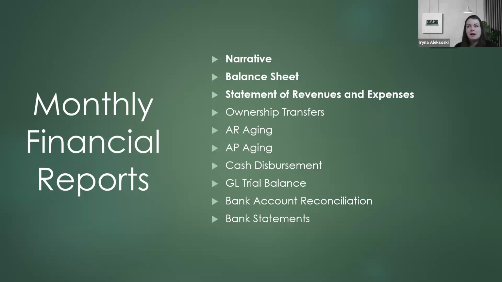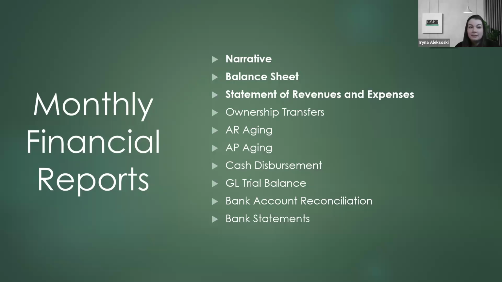So the top three I will go into a lot of detail in the next couple of slides. So I'm not going to touch too much on them, but just to touch on some of the other reports that you see in your reports on a monthly basis. They're going to be the ownership transfer report. So that report is going to show you any resales that happened in your community in that month. So if somebody sold a unit, you're going to see the old seller, the address, the buyer's name, information regarding that sale.